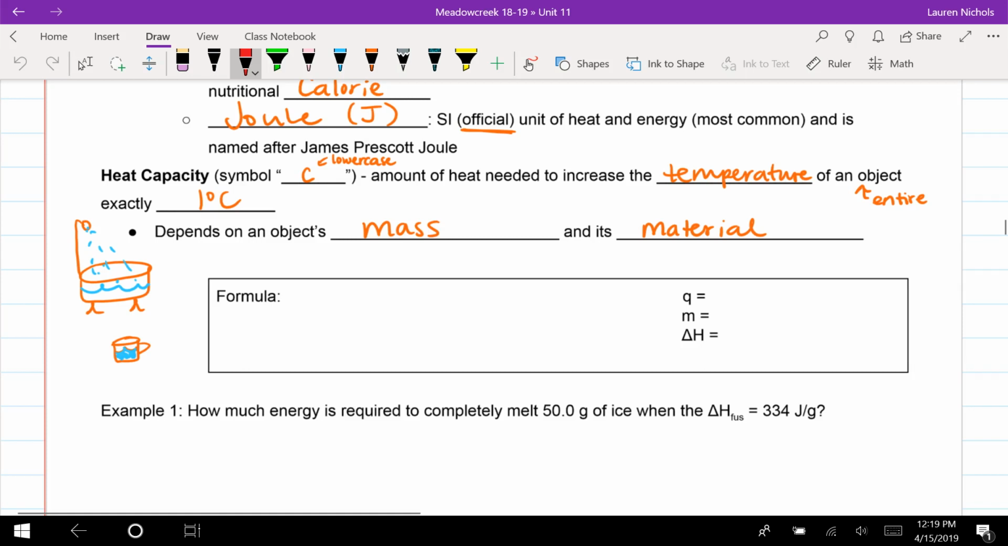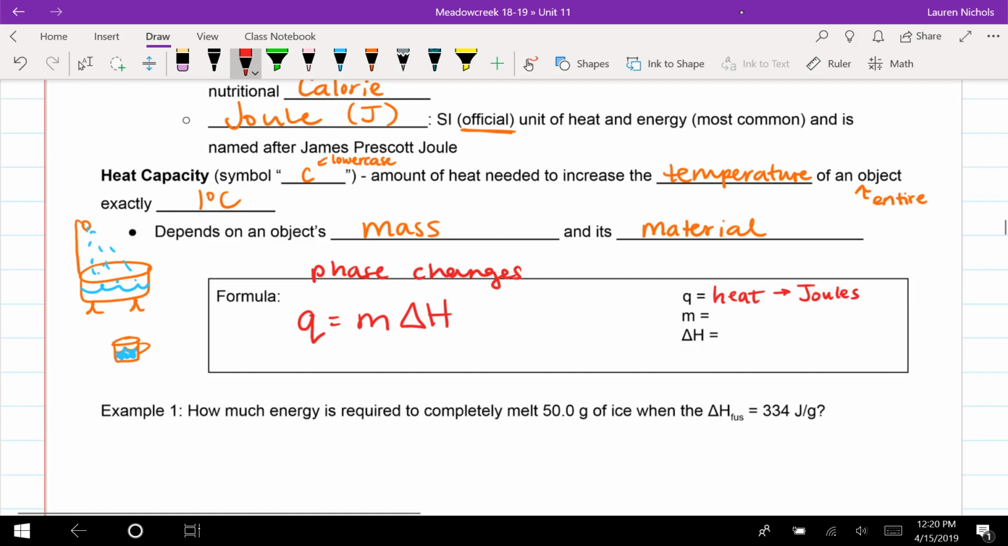Now, a formula we use for phase changes is what we're going to talk about next. That formula is Q is equal to M times delta H. And this is what we talked about, how it's dependent on the mass. So the amount of energy required to melt ice depends on how much ice you have. And so remember, Q is the abbreviation for heat, and it's measured in joules.